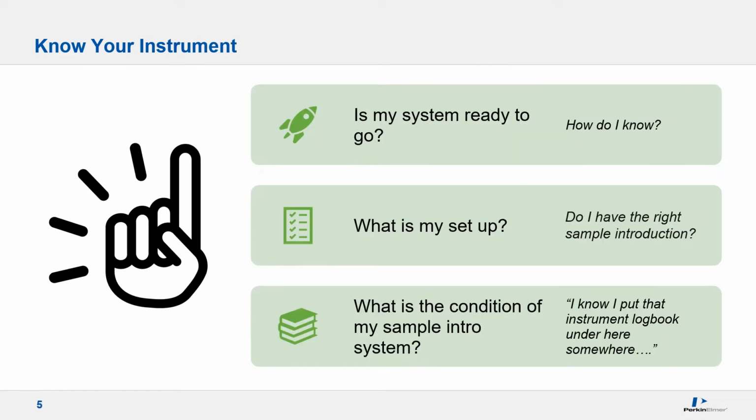Next, to help mitigate challenges, know your instrument. Know, is the system ready to go? Is it ready to do the work? How do you know? What is my setup? Do I have the right sample introduction system? And what is the condition of the sample introduction system? Make sure you log things. It helps you to know your instrument and the condition it's in.